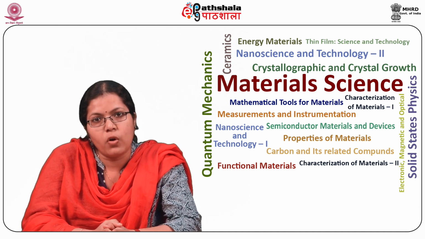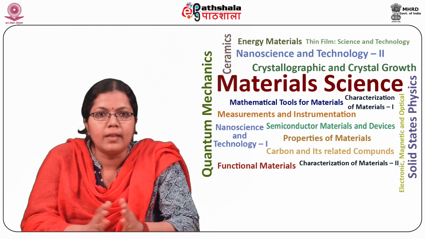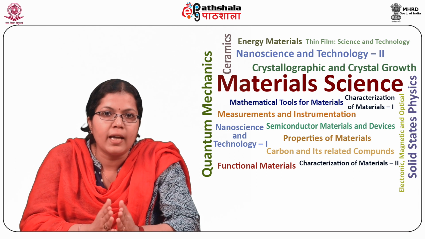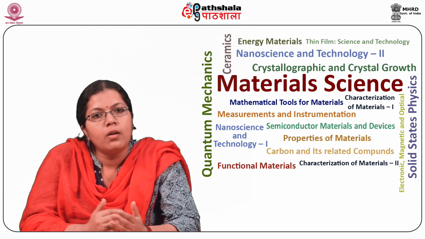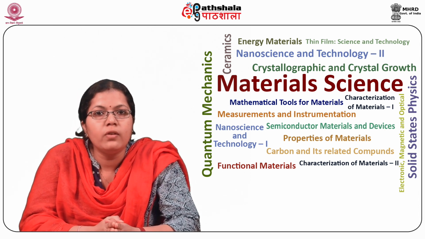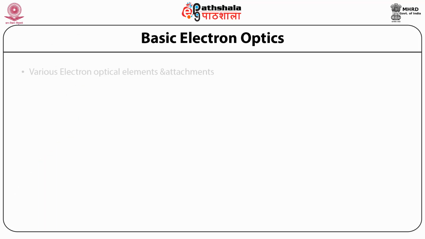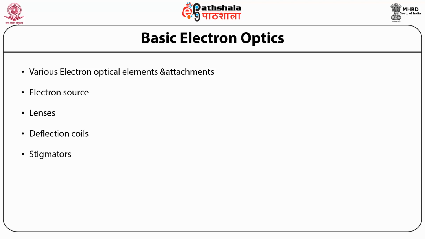The beam and specimen interaction generates a variety of signals that can be detected and processed to produce an image or spectra. All these components are maintained at high vacuum levels, the vacuum in the upper part of the column being higher than in the specimen chamber. Students, the electron optical elements and attachments are the electron source, lenses, deflection coils, stigmators, electron detectors, and photon or X-ray detectors.